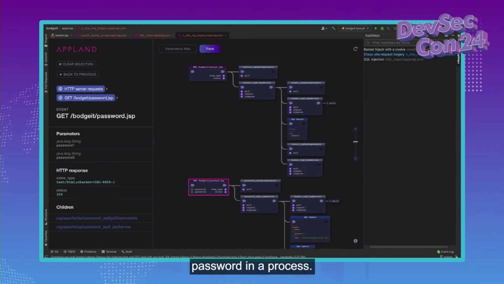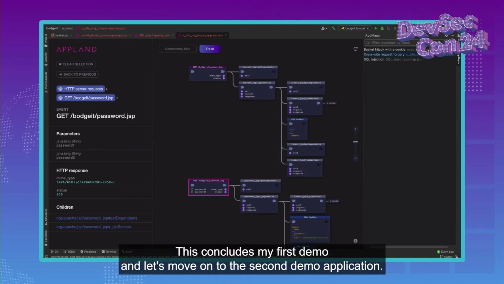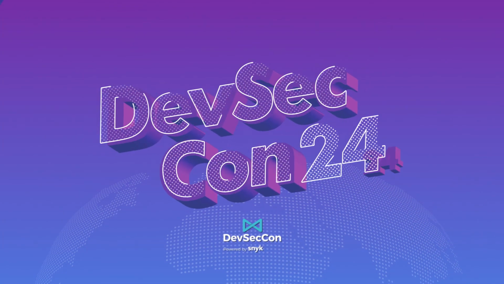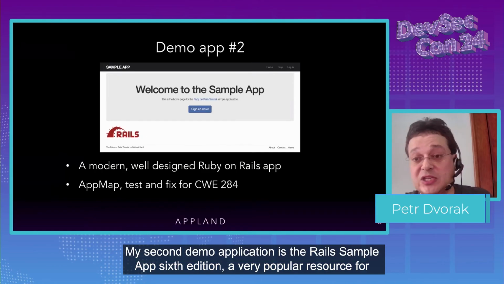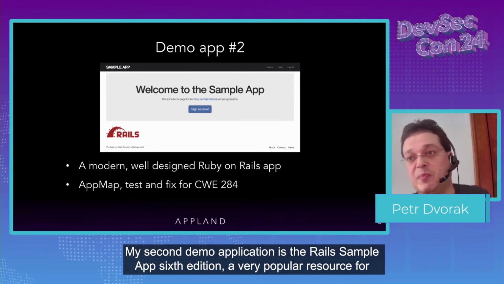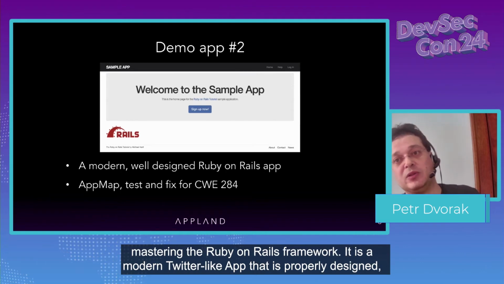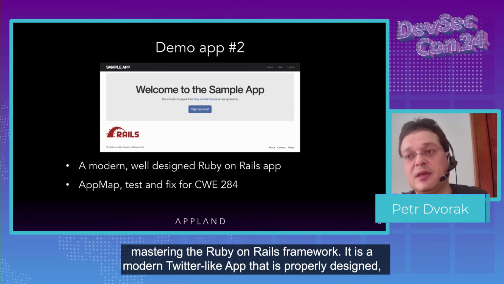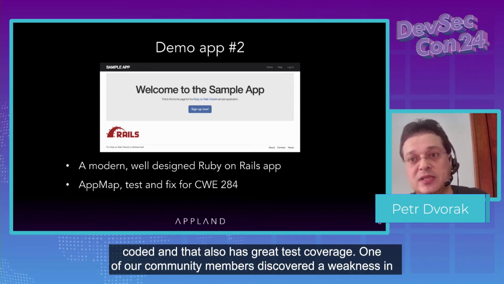This concludes my first demo. And let's move on to the second demo application. My second demo application is the Rails Sample App 6th edition, a very popular resource for mastering the Ruby on Rails framework. It is a modern Twitter-like app that is properly designed, coded, and that also has great test coverage.